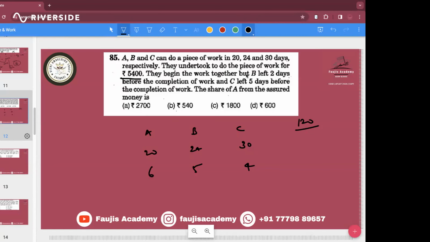They begin to work together, but B left 2 days before the completion of the work. Before 2 days, B left. So who were working for those 2 days? A and C, right? And C left 5 days before the completion of the work. Okay, A was working alone then. Where is C? It's over here, something like 5.